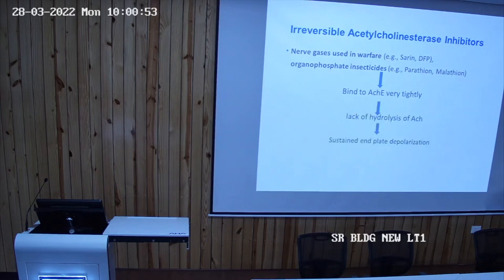So the availability of acetylcholine will be more. Hydrolysis of acetylcholine will decrease. So there will be sustained end-plate depolarization, followed by paralysis. So no further contractions will occur in response to subsequent nerve impulses. This poisoning causes skeletal muscle paralysis, and death may result due to respiratory muscle failure, asphyxiation.